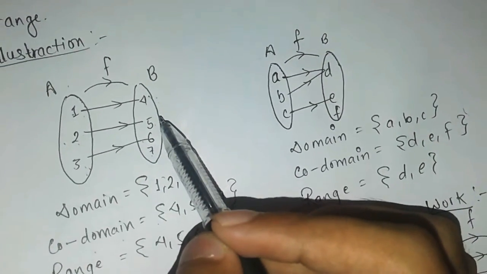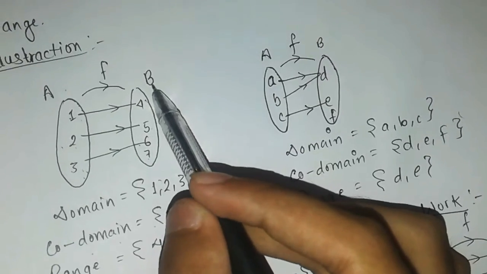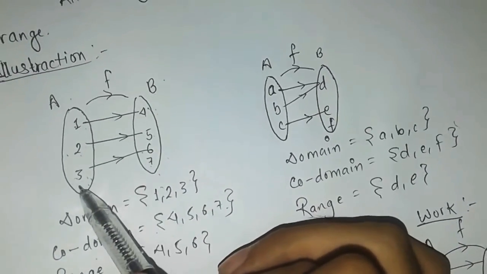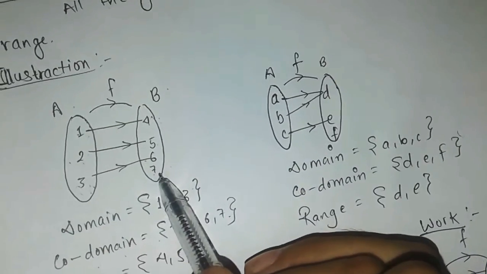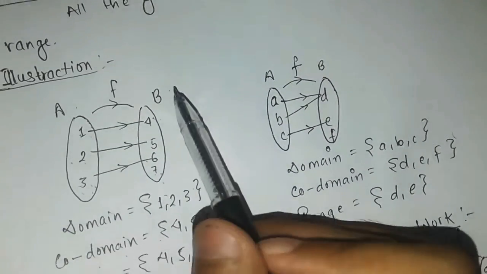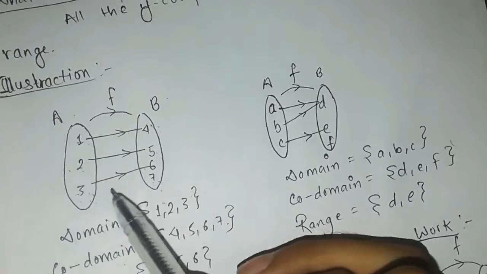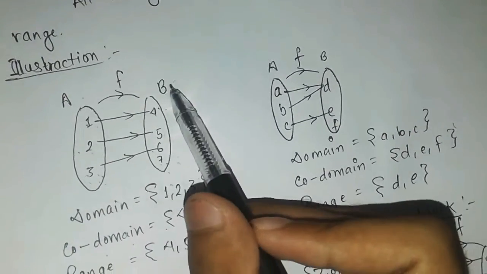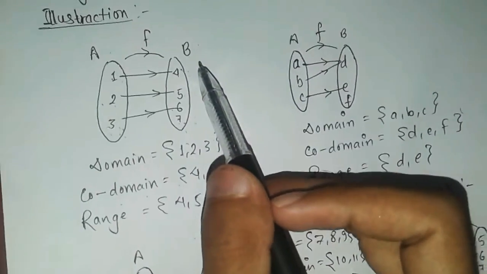4 is a component of B, 5 is a component of B, 6 is a component of B, and 7, though not connected with A, is still a component of B. Therefore we should also include it under B. This 7 is also a y component of B.